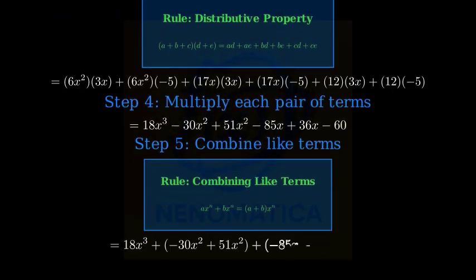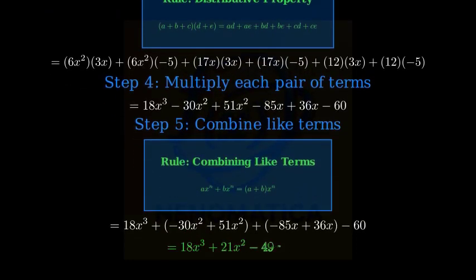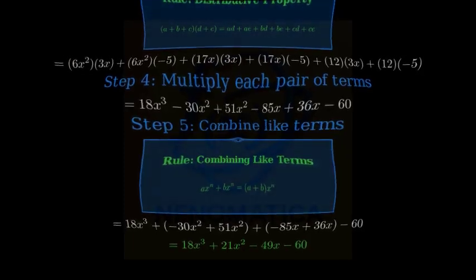We have 18x cubed. For the x squared terms, we have negative 30x squared plus 51x squared, which gives us 21x squared. For the x terms, we have negative 85x plus 36x, which gives us negative 49x. And finally, we have negative 60 as our constant term. So our final answer is 18x cubed plus 21x squared minus 49x minus 60.